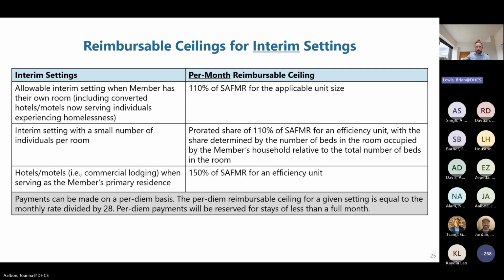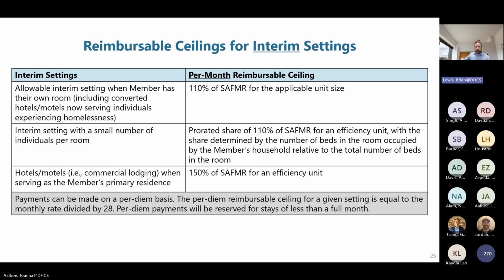All right, now we'll talk about the reimbursable ceilings for the interim settings. So same table here, settings are on the left. The percentage of small area fair market rent is going to be on the right. First setting is allowable settings where a member has their own room, including converted hotel motels that are now serving individuals experiencing homelessness. For this setting, we've set the reimbursable ceiling at 110% of small area fair market rent.